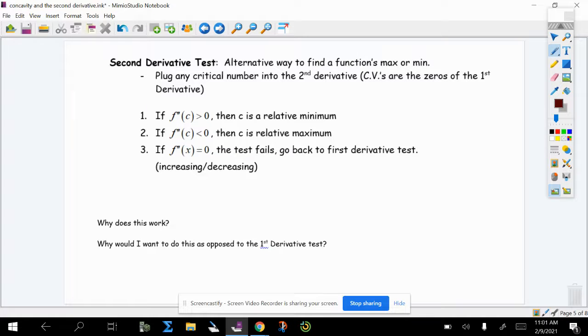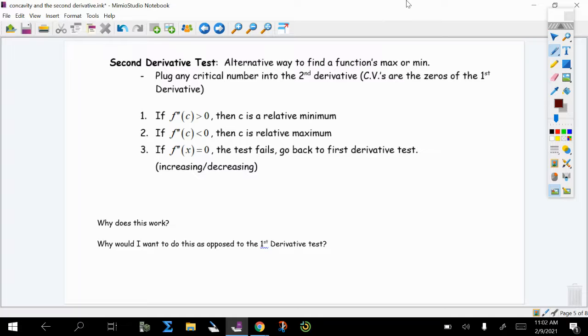There's one other part to section 3.4, and this part isn't really tested as much in Delta Math, but it is something that is helpful. It's called the second derivative test. We actually had a first derivative test, which was when we checked to see if the first derivative went from positive to negative or negative to positive, and that's how we tested to see if we had maximums or minimums.